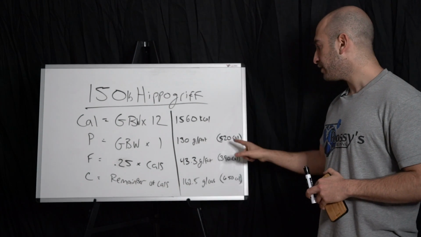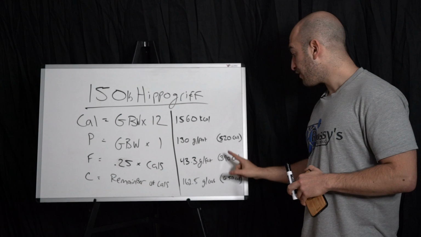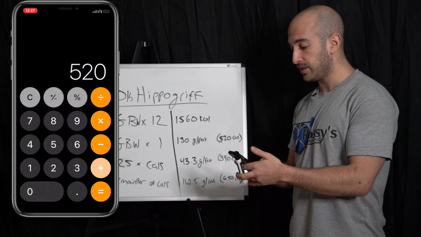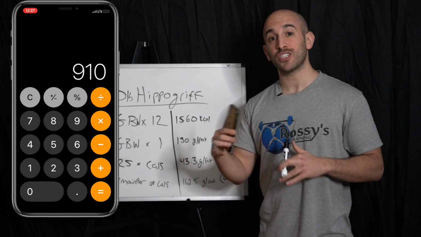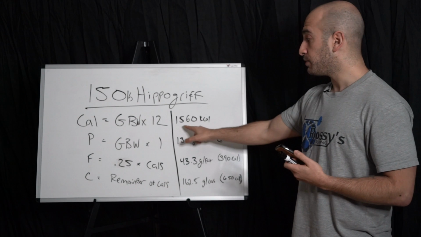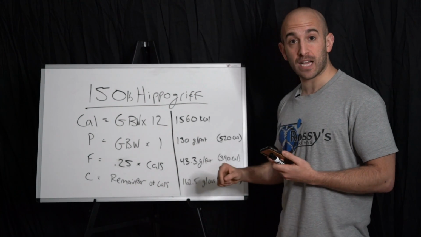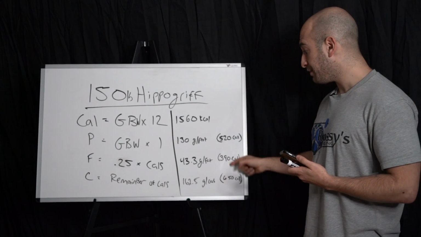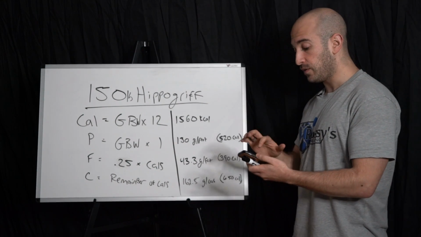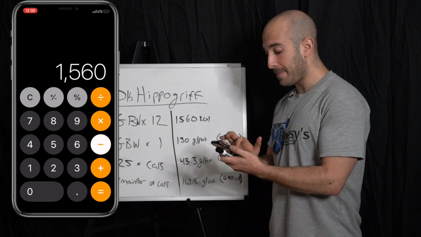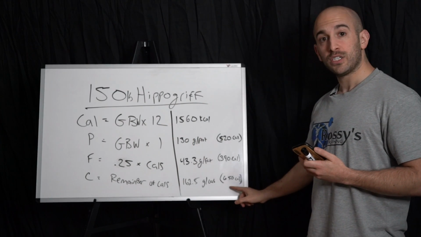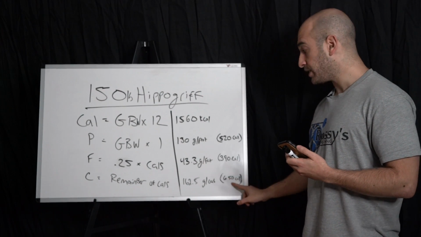Here's what we do. We have 520 calories from protein and we have 390 calories from fat. If you add these up, I'm going to do it with you: 520 plus 390 equals 910. So you have 910 calories between these two, and you need to find the remainder of your calories for carbs. You subtract 910 from your total calories. So you do 1560 minus 910, which is 650. You have 650 calories of carbs.